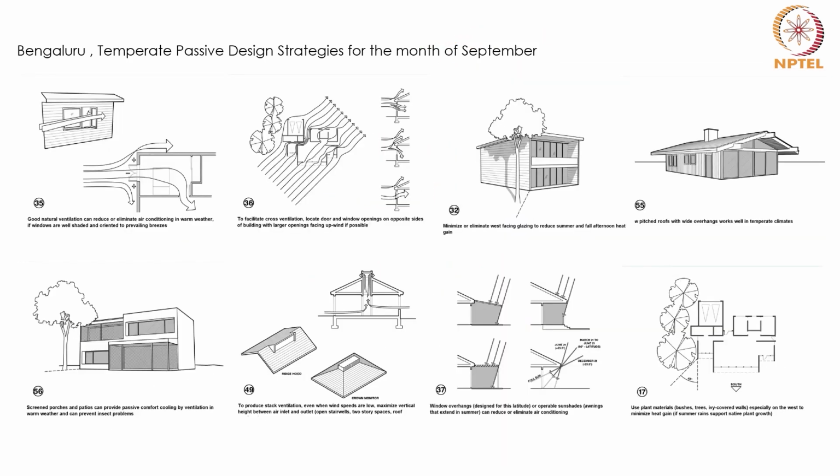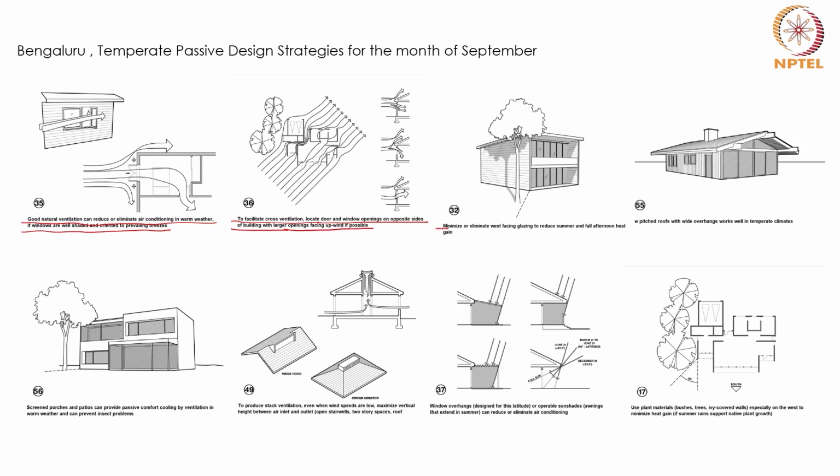So, what are the strategies that must be followed for the month of September for Bangalore? Good natural ventilation can reduce or eliminate air conditioning in warm weather if windows are well shaded and oriented to prevailing breezes. To facilitate cross ventilation, locate the door and window openings on opposite sides of building with larger openings facing upwind if possible.